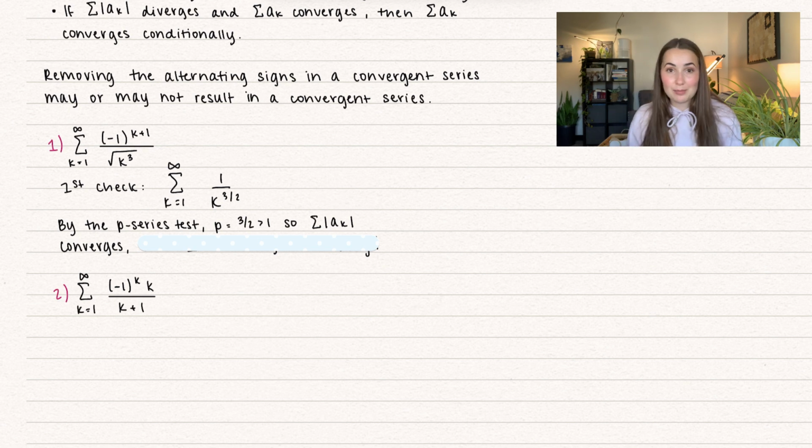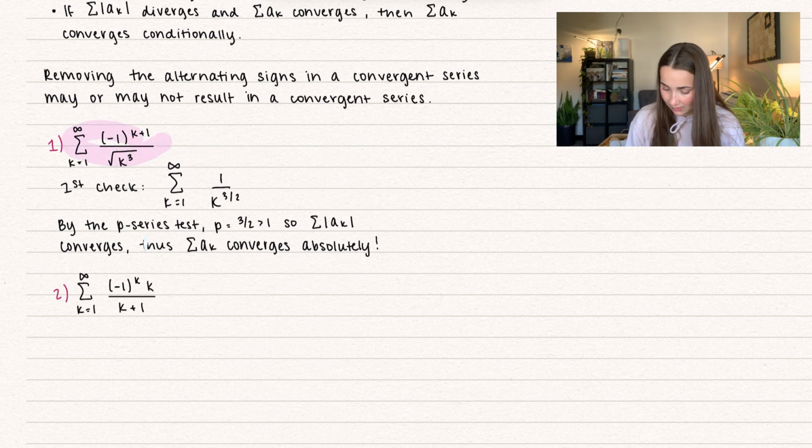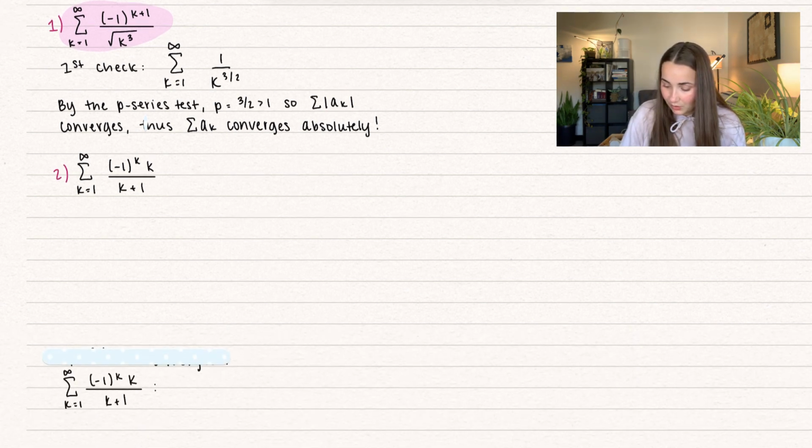If you check the absolute value and it converges, that tells us that our series, the normal a sub k, so in our case, that would be this series right here, is going to converge absolutely. So you're done, right? That's all the work you need to show. Let's go and see another example.